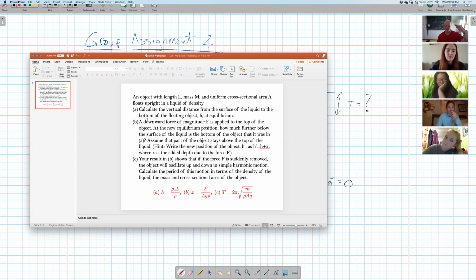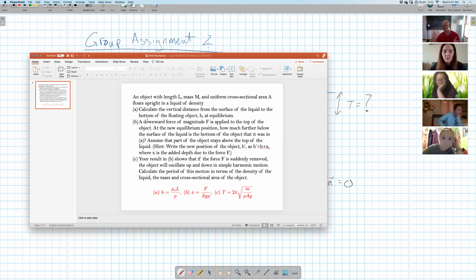The second part then says we're going to apply a force F downward onto it, and we want to figure out what is the new amount of the object which is floating under the fluid. So if you want to think about it, there's a boat sitting on the water. Initially there's an amount of the boat underneath the water. Then you step into the boat, you apply an extra force downward so the boat goes down further into the water. Then the last part says, let's suddenly take away that force.